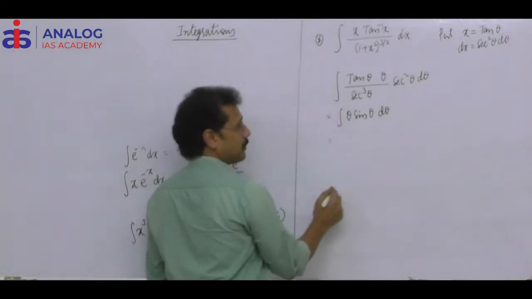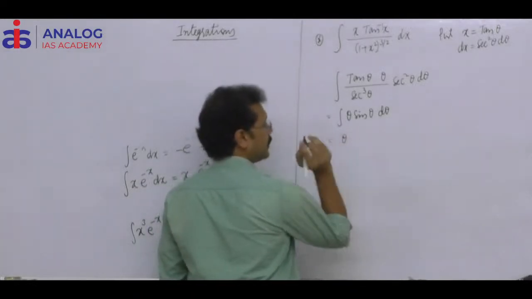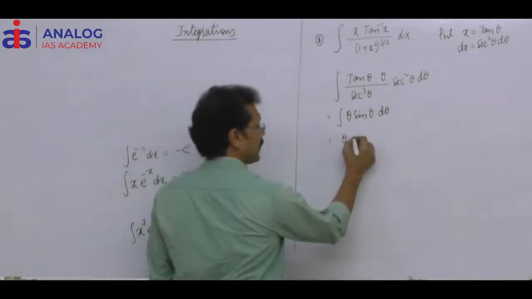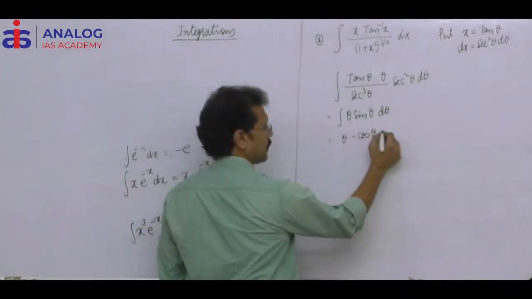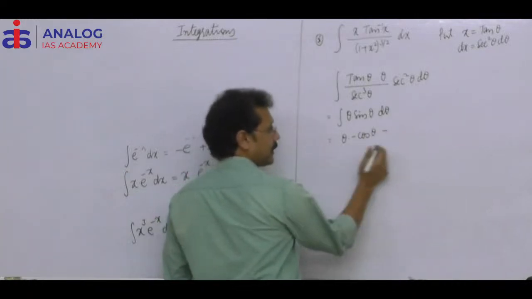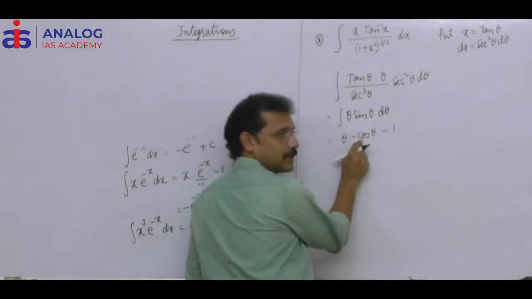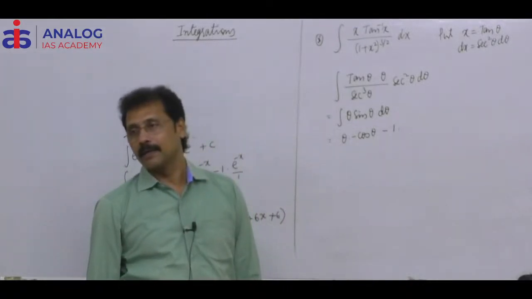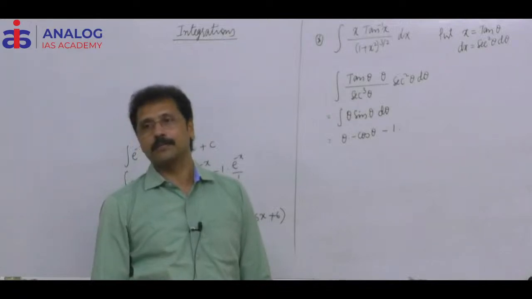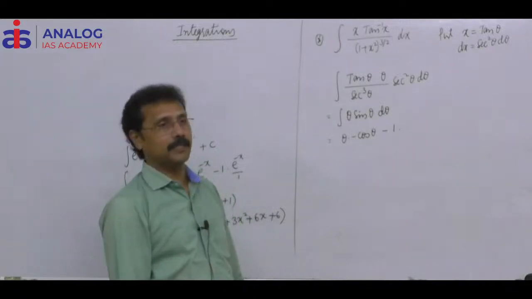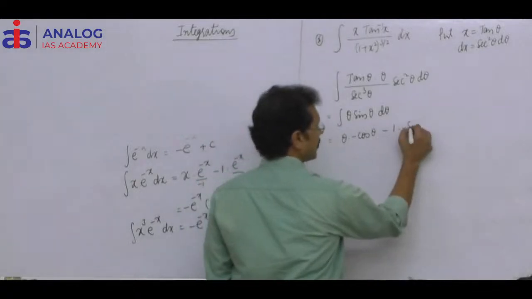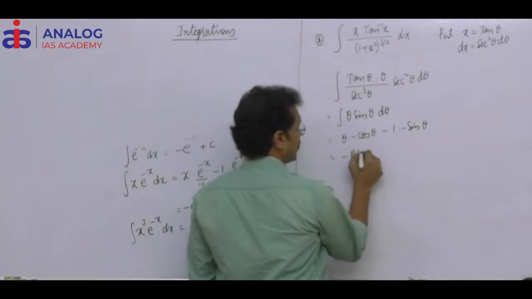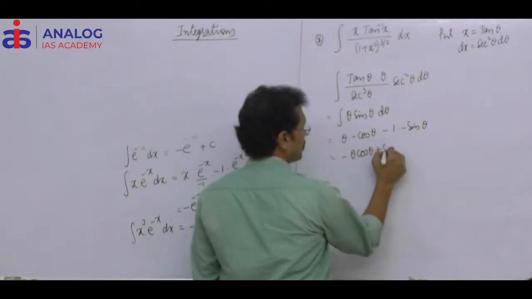UV rule. Theta into integral of sin theta, minus cos theta, minus differentiation of theta, 1, and integration of minus cos theta. Integration of cos theta is what? Sin theta. Minus cos theta integral is minus sin theta. So minus sin theta, which should be minus theta cos theta plus sin theta.